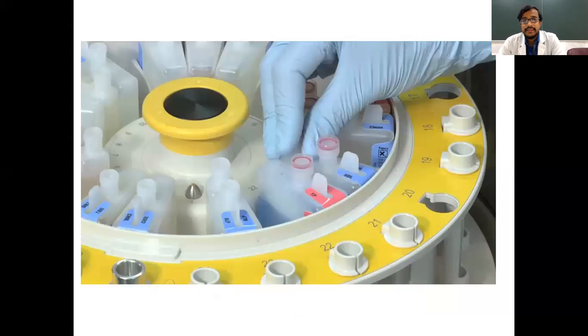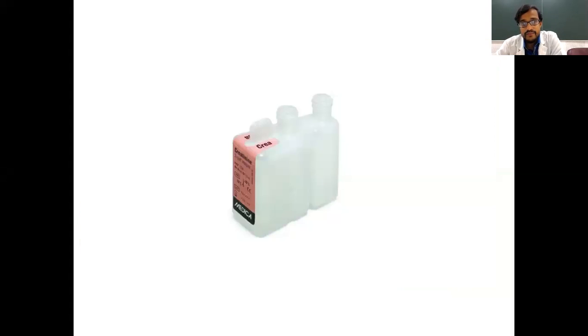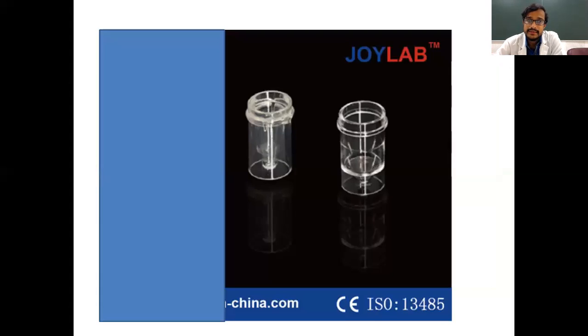So this portion, if it is enlarged, you can see here the reagent bottles, which are already placed in the fully auto analyzer. And in the outer ring, you can see the space for the sample cuvettes. So different samples are kept in the different spaces for analysis. And all the reagents will be kept. So these are the reagent bottles. You can see they are the reagent bottles kept in the fully auto analyzer. And these are the cuvettes which are kept in the outer rings in which the sample is added.